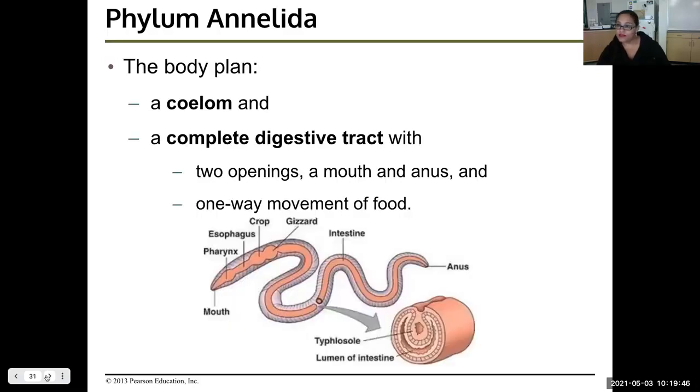The body plan is a coelom. It has that full, true body cavity. It has a complete digestive tract with two openings, a mouth and an anus, and one-way movement of food. Food goes in one way, waste goes out the other. And these are the simplest animals with that complete digestive tract. This is also what our digestive tract is like, but we're going from simple to more complex.